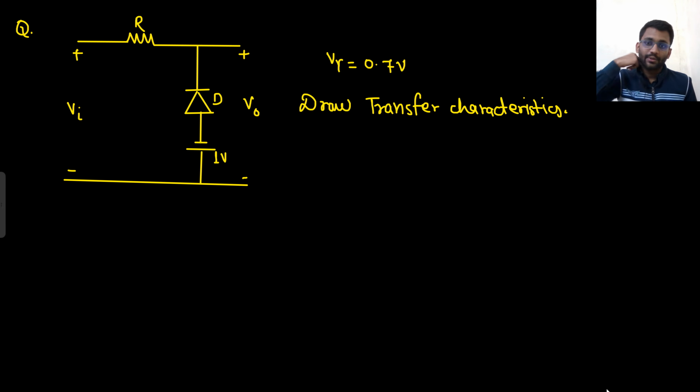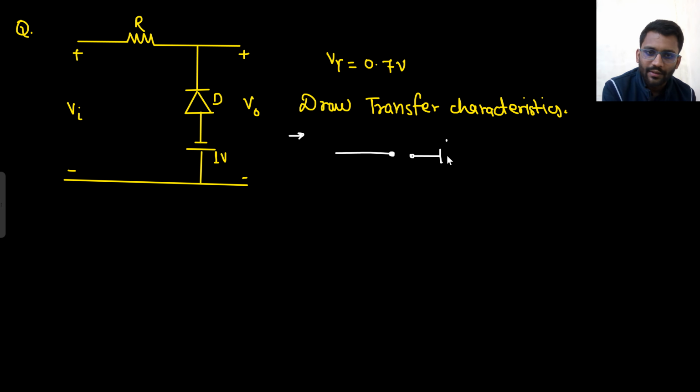So do this on your own now. This one, you have to draw the transfer characteristics. Do it in your rough notebook. Okay, so let's solve it now. What I will do, I will take the battery out of the diode. Okay, so I am applying the open circuit test only, but I am taking the battery out of the diode in this manner.